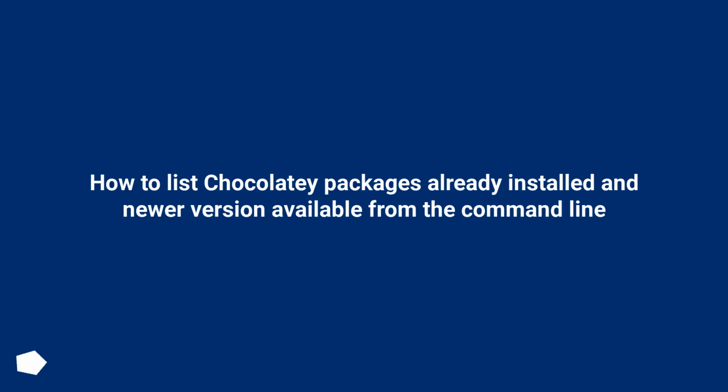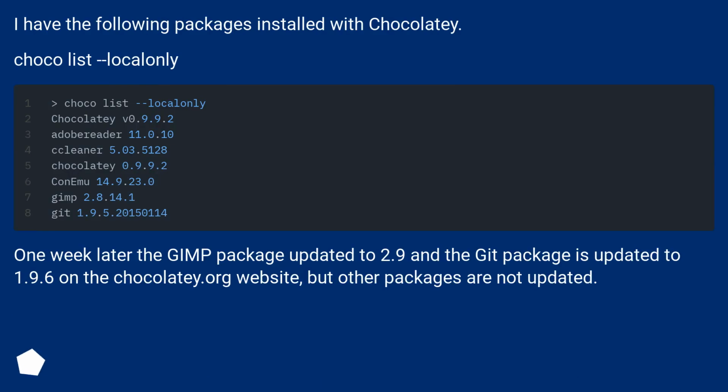How to list Chocolatey packages already installed and newer version available from the command line. I have the following packages installed with Chocolatey. choco list --local-only.